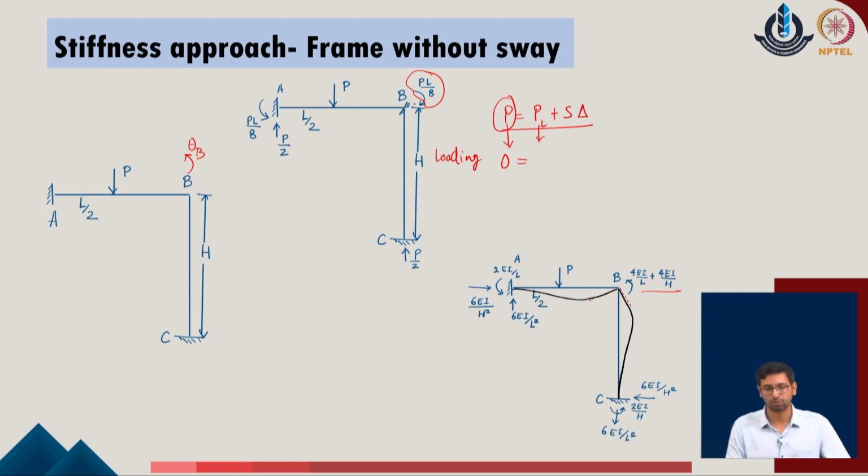P of L with respect to the loading system we can define as PL upon 8. The direction of this is opposite to the theta b direction, so it is negative, plus S, which is now only one single coefficient because we have only 1 degree of freedom. So, the net moment at this given point, which is 4EI upon L plus 4EI upon H in the given system, will be multiplied with the unknown value of theta b which we want to evaluate. This stiffness coefficient is positive because it is in the same direction as the original direction of the theta b which we have defined.